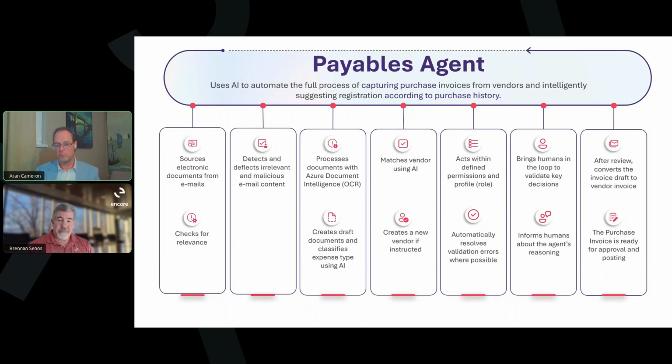So it will have its own permissions and its own profile, and anything that is outside of that would effectively initiate an interaction with a human to resolve. It will process and error check itself in order to make sure that the invoice is entered correctly.